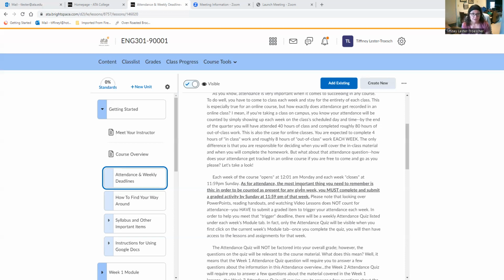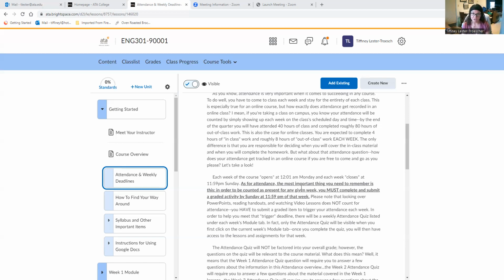Well, how it works with an online class is every week begins at 12:01 a.m. Monday. So when Sunday night turns into Monday, the week begins. That week closes at 11:59 p.m. the following Sunday, right? So for attendance, you have from 12:01 a.m. Monday to 11:59 p.m. the following Sunday to trigger your attendance for the week and get counted present.